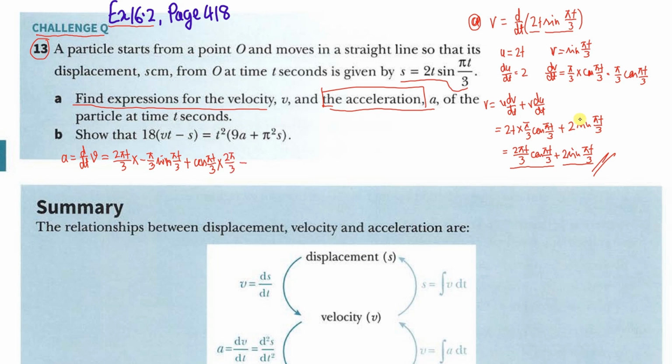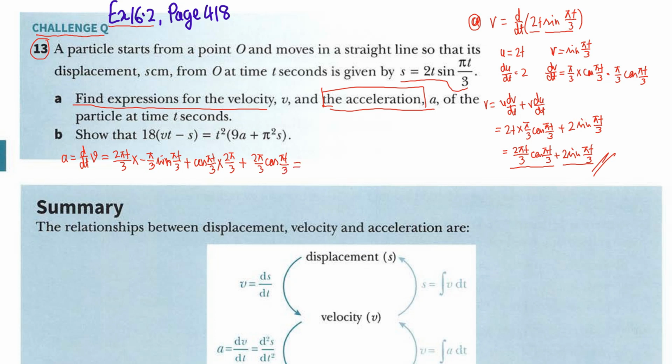Now let's do the differentiation of the second part, which is 2 sine pi t by 3. From there we can write 2 pi by 3, sine converted to cos after differentiation, cos pi t by 3.